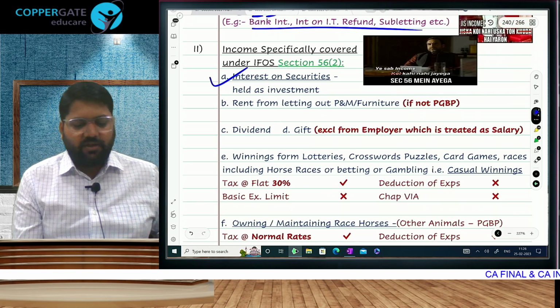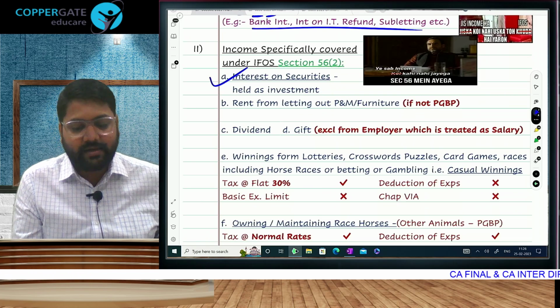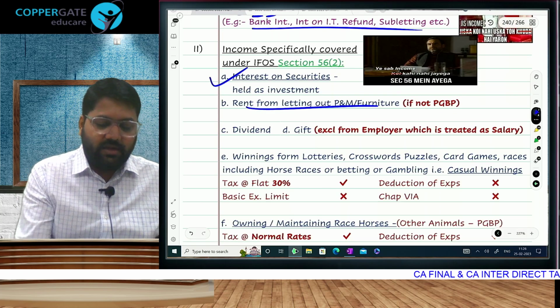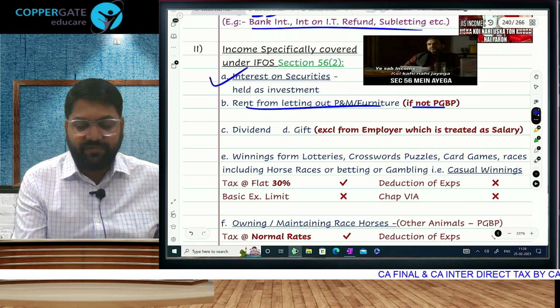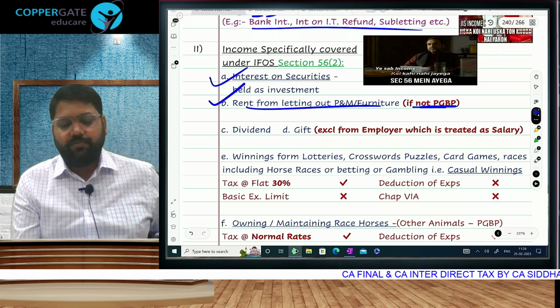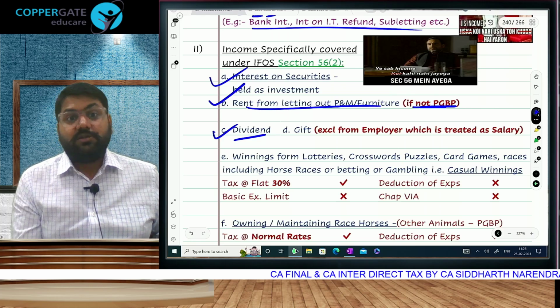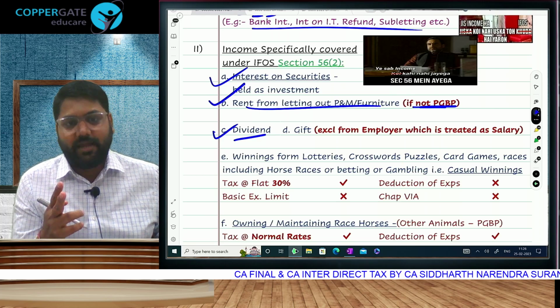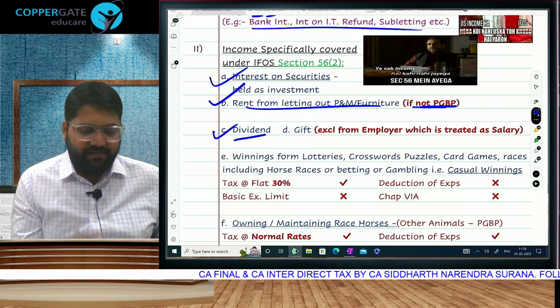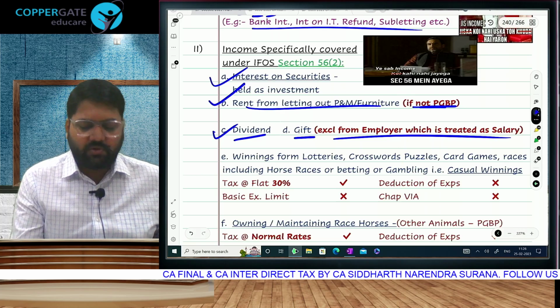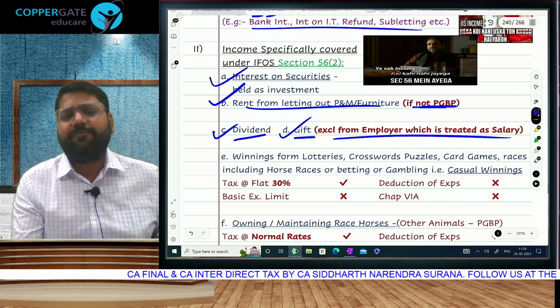For example, securities held as investment, if you get interest on it, then it will be income from other sources. Letting out of plant and machinery and furniture, if it is not your regular activity, then it is going to be income from other sources. Dividend will always be income from other sources. Even if you are a share dealer, the profit on shares can be PGBP, but dividend will always be IFOS. Gift, excluding from employer, obviously, because an employer's gift will go in salary.